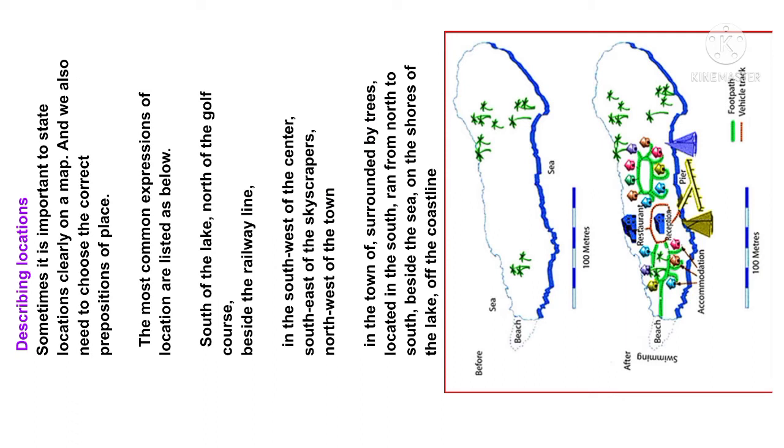Describing locations. Sometimes it is important to state locations clearly on a map. And we also need to choose the correct prepositions of place. The most common expressions of location are listed below. South of the lake, north of the golf course, beside the railway line, in the southwest of the center, southeast of the skyscrapers, northwest of the town, in the town of, surrounded by trees, located in the south, ran from north to south, beside the sea, on the shores of the lake, off the coastline.